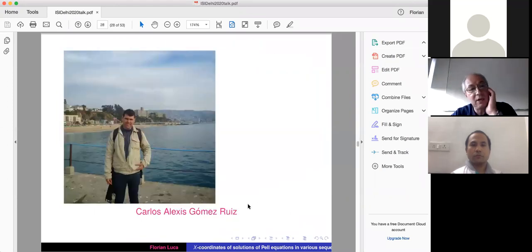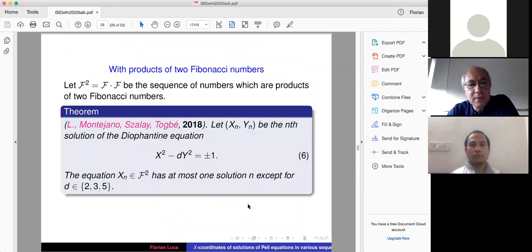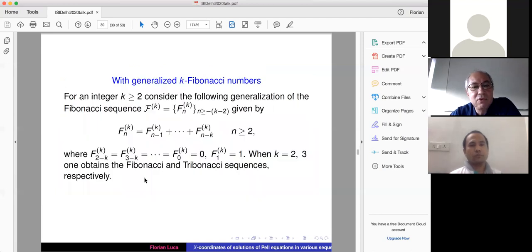And this is my co-author, Carlos Alexis Gomez Ruiz. He was my PhD student at the time. Now he's a professor in Cali, Colombia. We also did it with products of two Fibonacci numbers. And here's the result. If you take the set which are products of two Fibonacci numbers, then for every d, there's at most one x participating in the Pell equation which is a product of two Fibonacci numbers, except when d is equal to 2, 3, and 5.